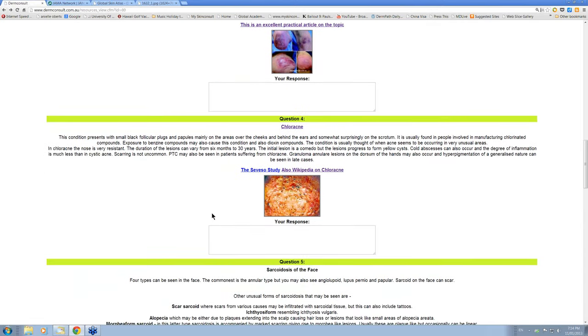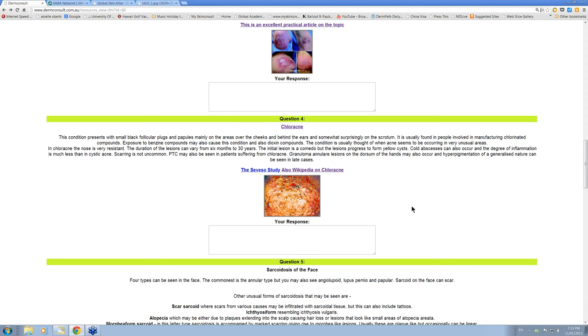Chloracne. Chloracne is where you have bad acne in unusual places. So if you see what you think is bad acne in most unusual places, consider chloracne. The classic features of it are these black follicular plugs and papules, mainly over cheeks, behind the ears, and, remember I said unusual places, surprisingly on the scrotum.